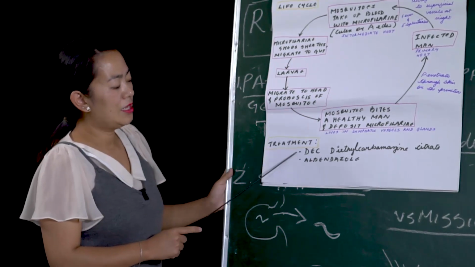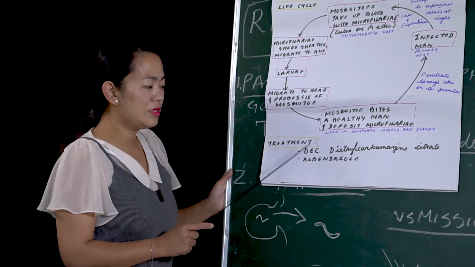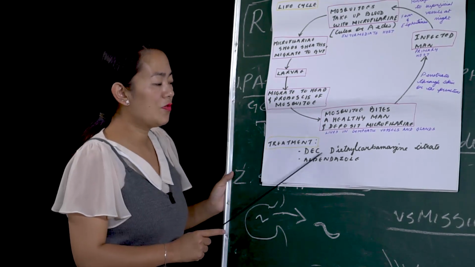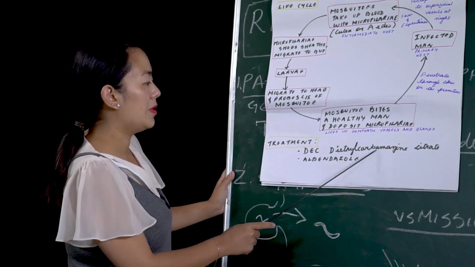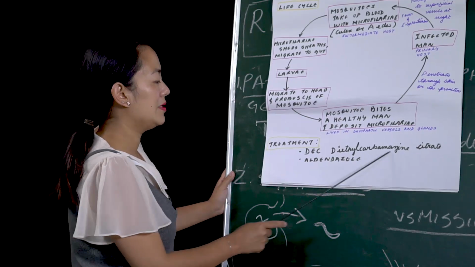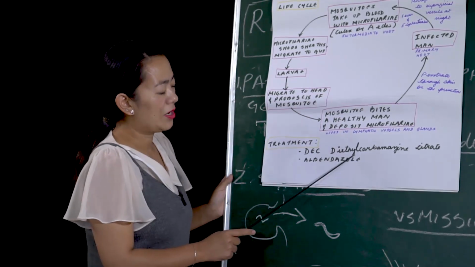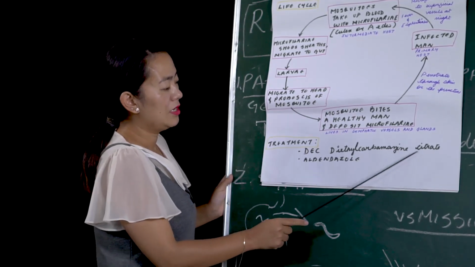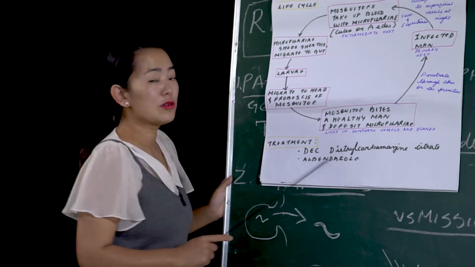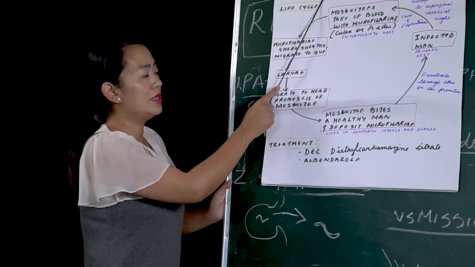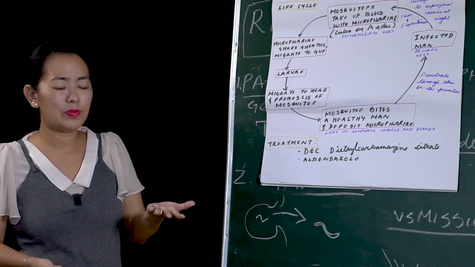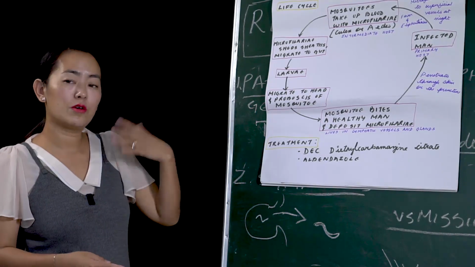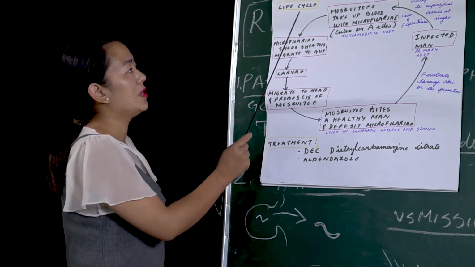So what is the treatment? They talk about DEC. This is a very important one. DEC is a medicine, and the full form is diethylcarbamazine citrate, C-I-T-R-A-T-E. This is also a medicine that can be used in filariasis. Besides this, there are some doctors that recommend albendazole with other components of medicines, which will help in filariasis.